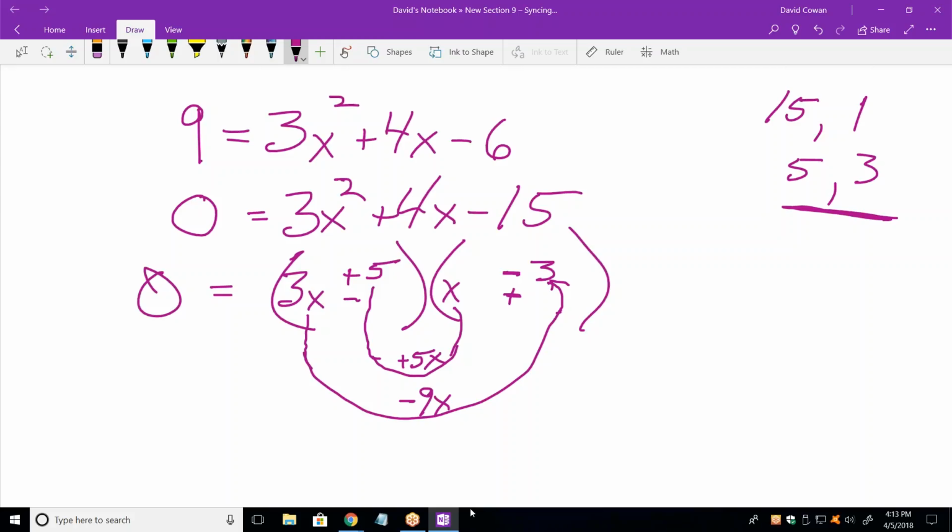Okay, add these two together. What do you get? Add them together, we get negative 4x. So we didn't do it right. But we got the right number. We just got the wrong sign. Oh, so we have to switch them around. The 5 needs to move down to there, and the 3 needs to move down to there. And now when we do the inside, that'll be a negative 5x, that'll be a positive 9x, and we'll have a positive 4x.